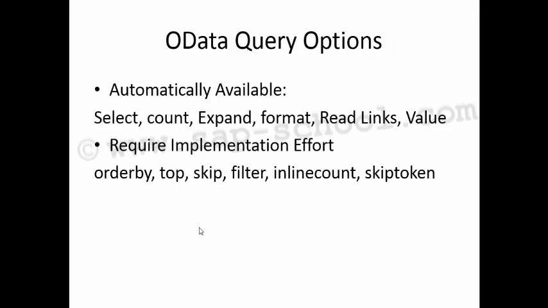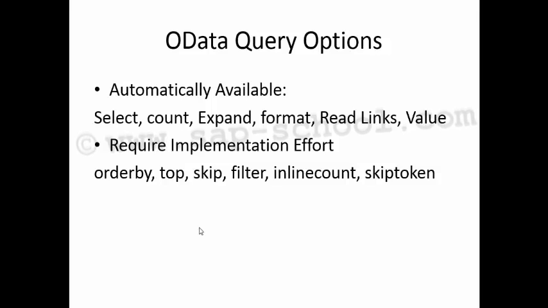Now let's see what OData query options we have. For the OData query options supported by SAP Gateway, there are two categories available. The first are automatically available in the framework with no further action needed by the development. Secondly, the query options are available but require implementation efforts from the development.